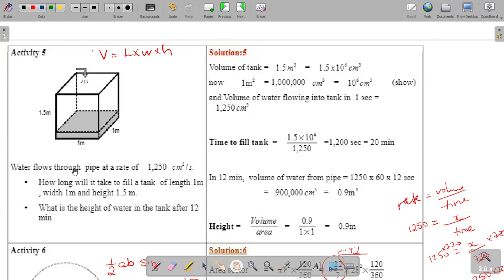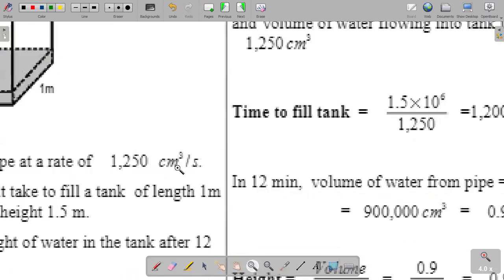They say water flows through a pipe at a rate. Okay, check this out now. You see the word rate come again? This is a measurement question, you see? The people are just trying to stress us out. So a rate of 1,250, let me zoom in here, centimeters cubed divided by S. What do you think S stands for?